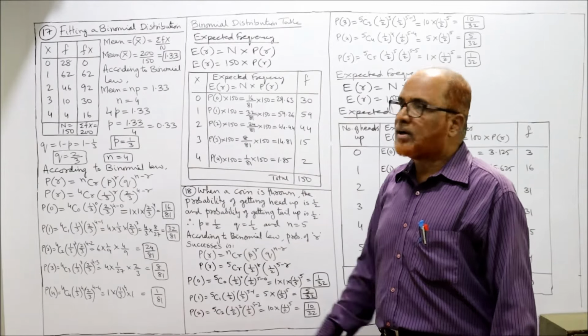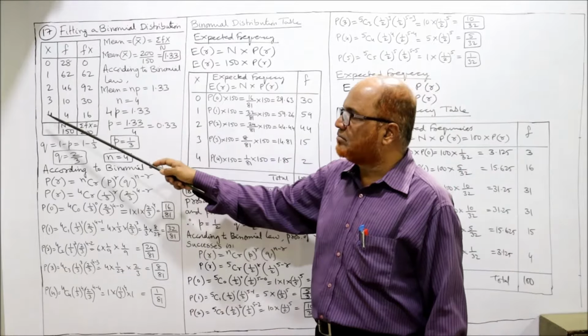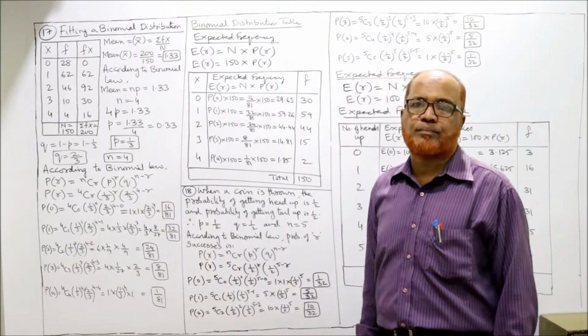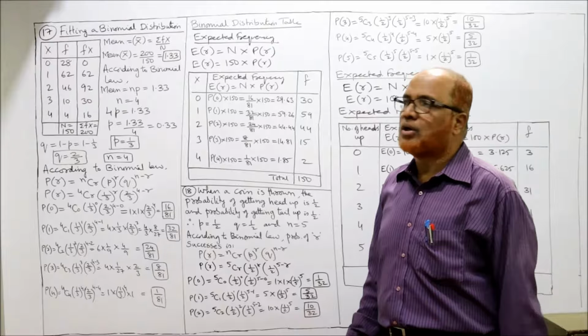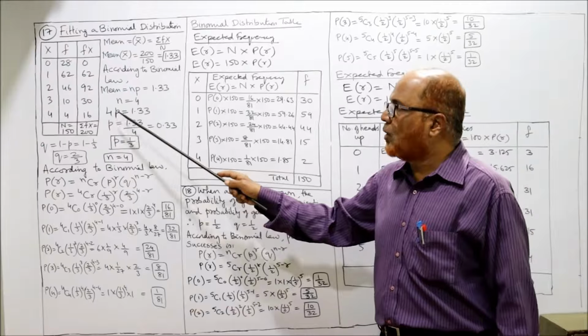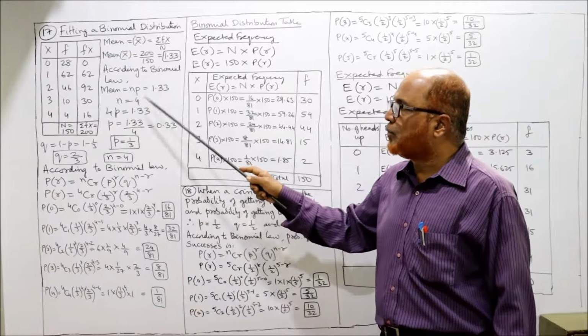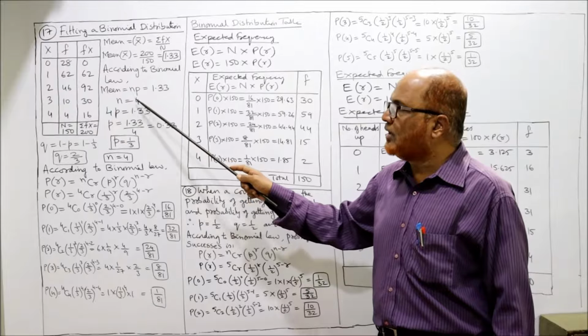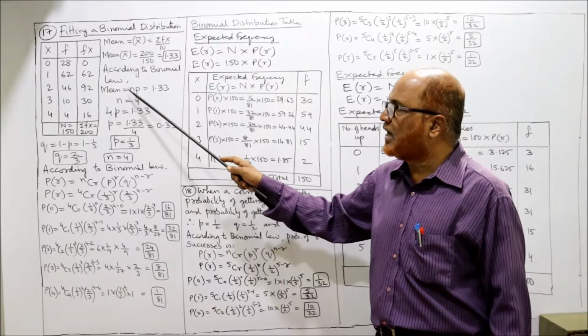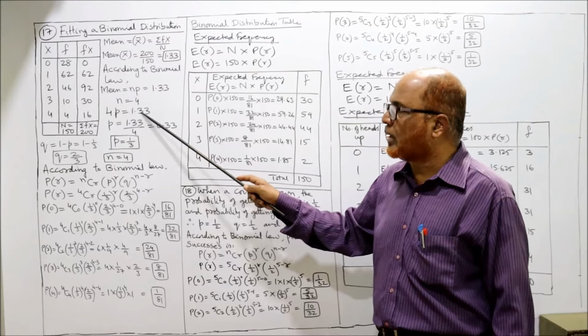Now N. What is the highest value in X? The highest value of X is 4. Highest value of X is 4. So N is equal to 4. Now NP is equal to 1.33. N already we got 4. So in place of N I am writing 4P is equal to 1.33.